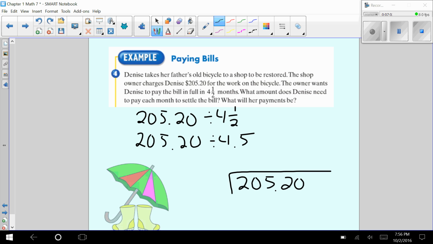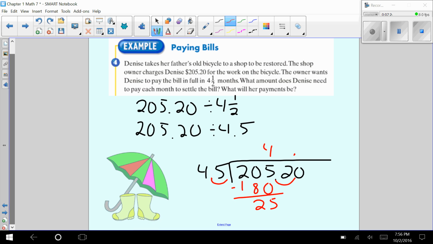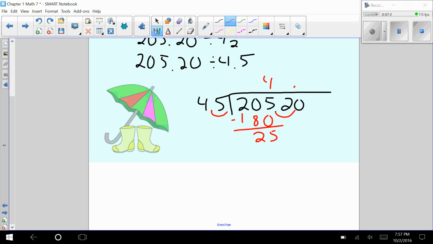205.20 goes underneath, 4.5 goes outside. Remember our division rules for decimals. I move the decimal of the divisor, move the decimal of the dividend the same number of spots. 45 doesn't go into 20, but it does go into 205 4 times. And we get 180. Subtract, and I have 25 left over. I have a little more space here. Bring down my 2. How many times does 45 go into 252? I would say probably 5 times.